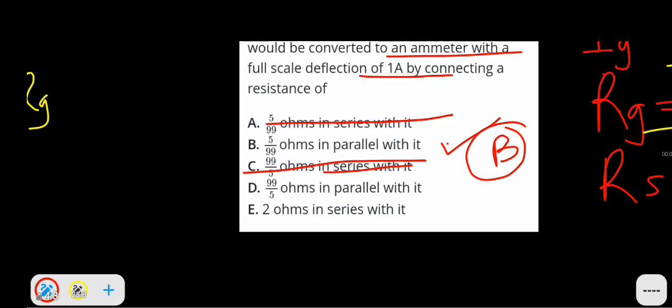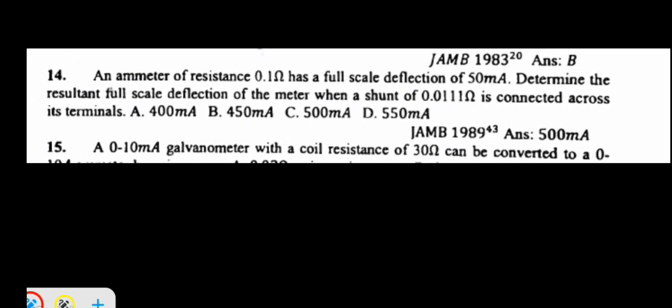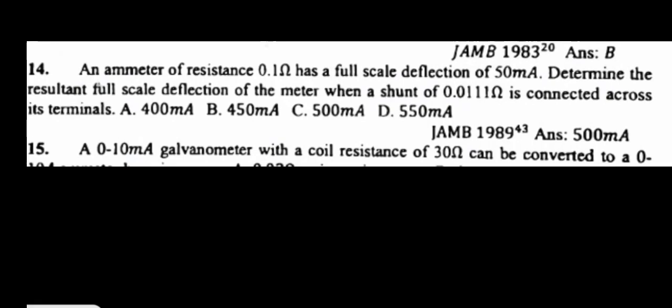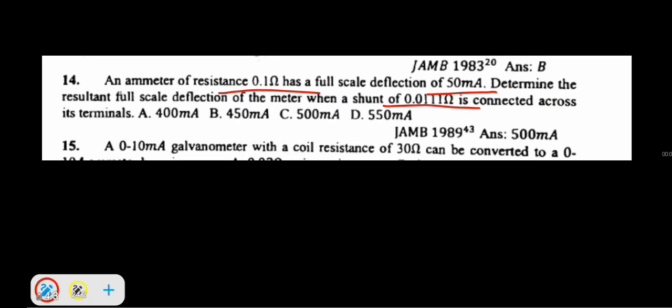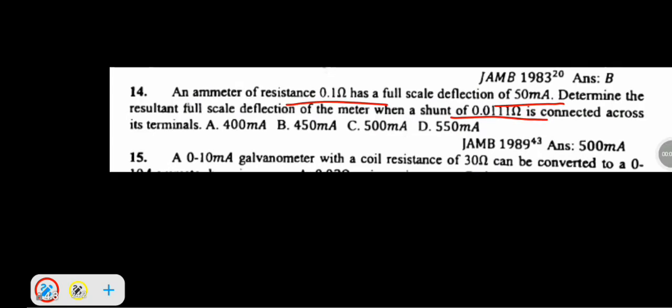Okay, so let's take another question on ammeter. We're told that for number 14, an ammeter of resistance 0.1 ohms, so that's RG, has a full scale deflection of 50 milliamperes, so that's IG. Determine the resultant full scale deflection of the meter when a shunt of this value is connected across its terminals. So we're looking for I, the ammeter reading. Here's the formula to use.